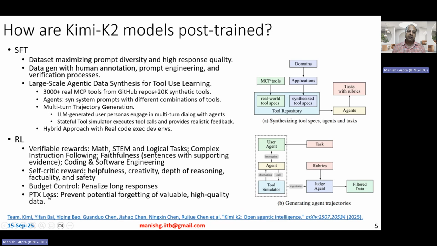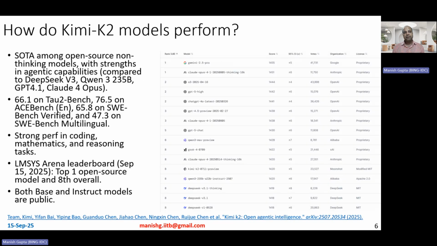And lastly, they have a PTX loss, which basically is a loss that is computed against very high quality data. So what they want to do is to ensure that the reinforcement learning does not navigate the model very far away from the original policy, right? Original good model. So to prevent any kind of forgetting of valuable high quality data that is encoded in the parameters of the supervised fine-tuned model, they basically involve this PTX loss.